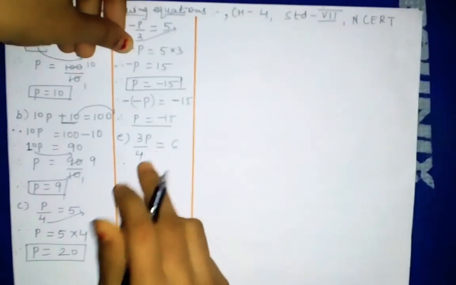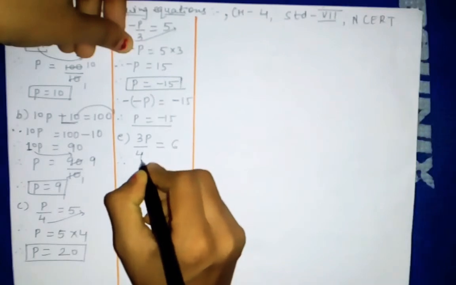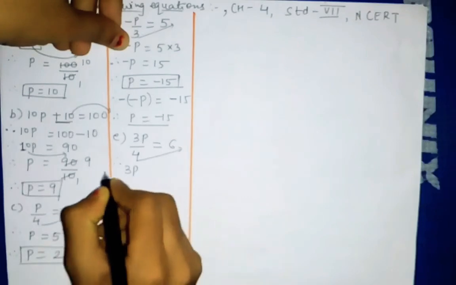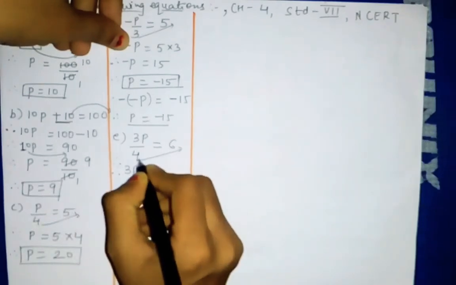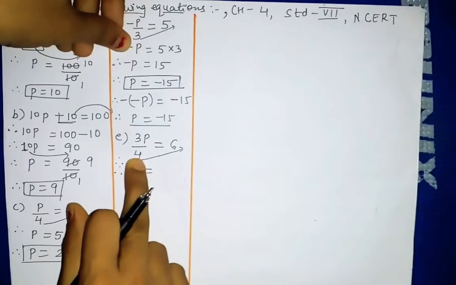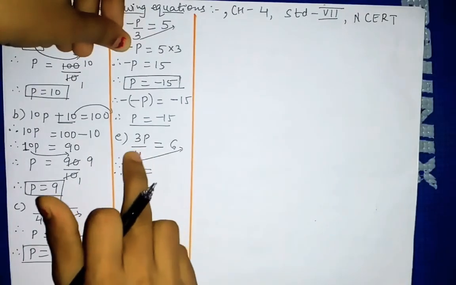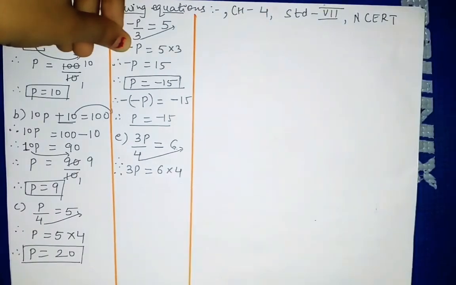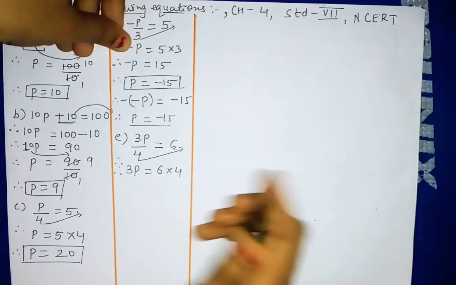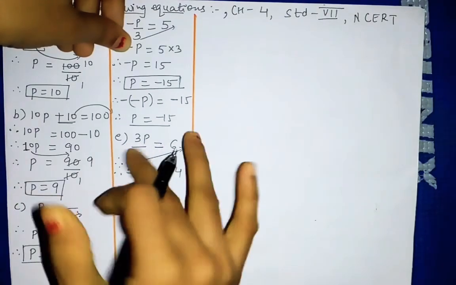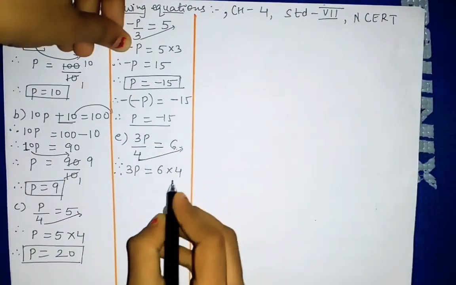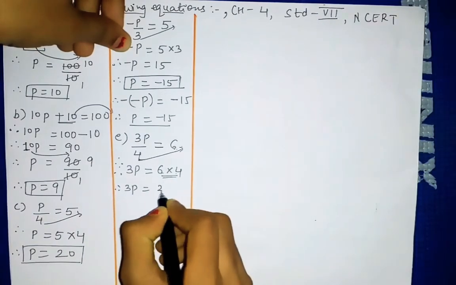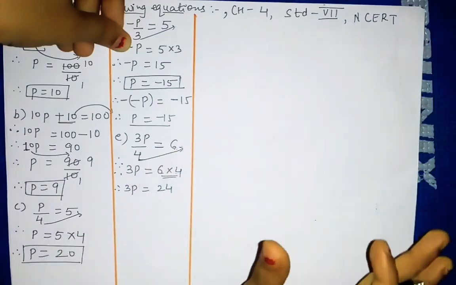Now 4 is in division, so this 4 will go here in multiplication, and this side only 3p is left. So therefore 3p, and this side I am taking the 4 there. 4 is in division. It is given in the denominator, so it is in division, you can see that. So this 4 will go there in multiplication. Opposite of division is multiplication. So when we take this 4 from LHS to RHS, it will be multiplied. So this side 3p and this side 6 4s are 24. So 4 I have shifted.